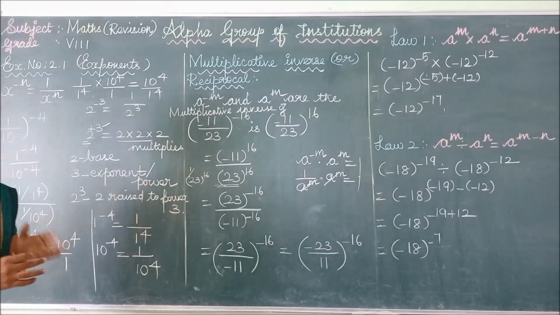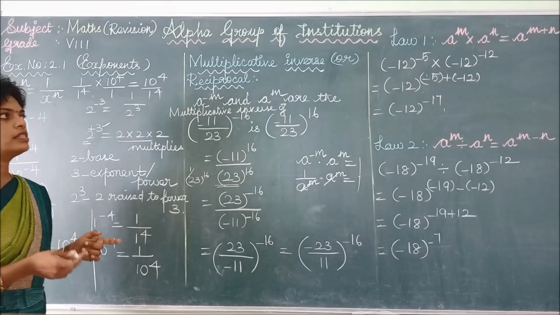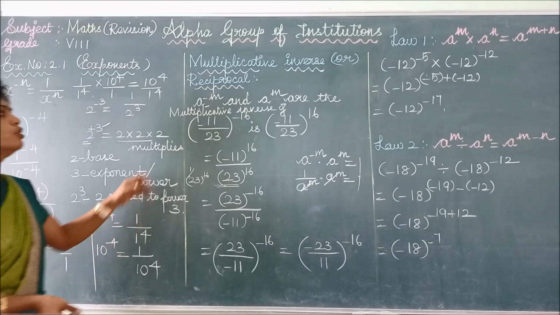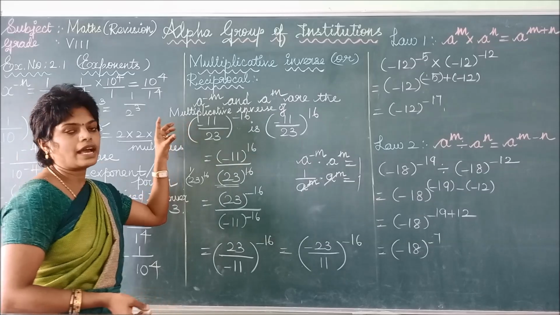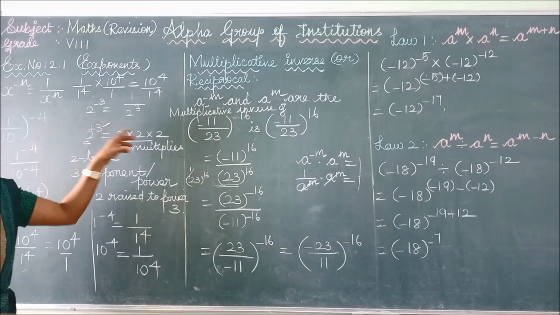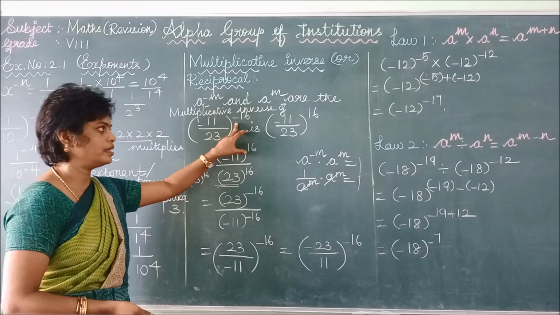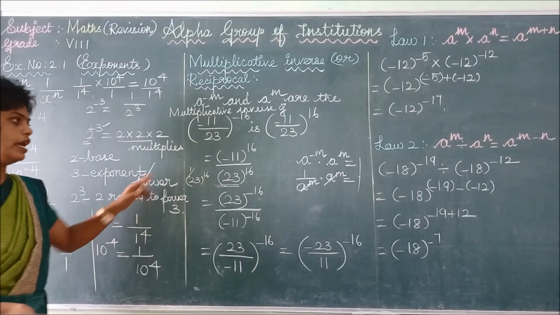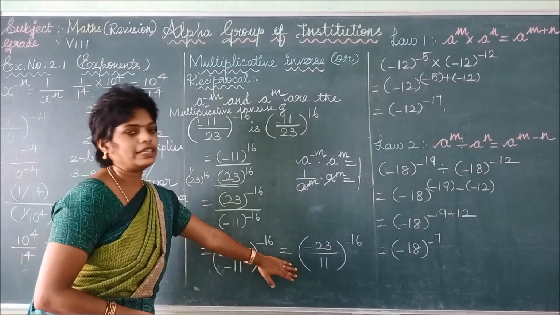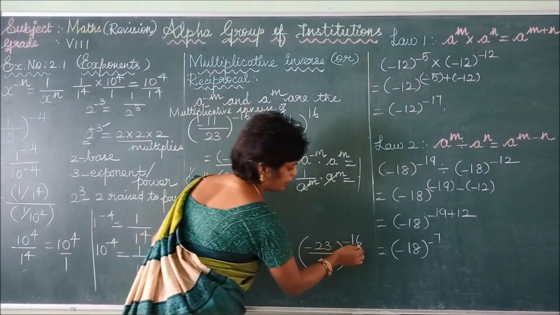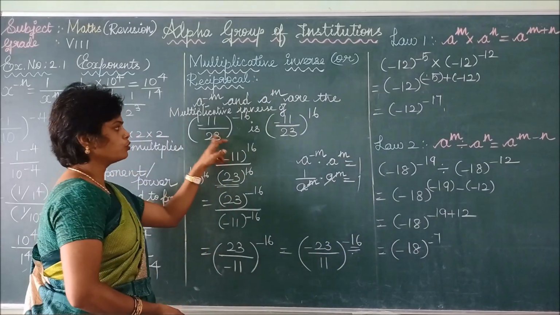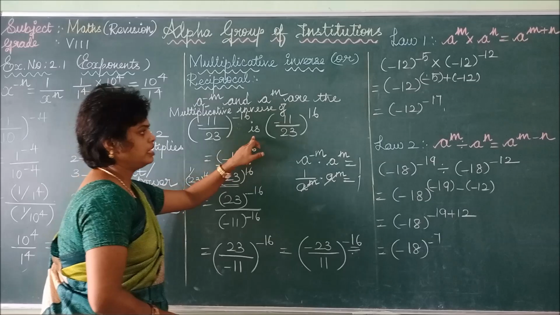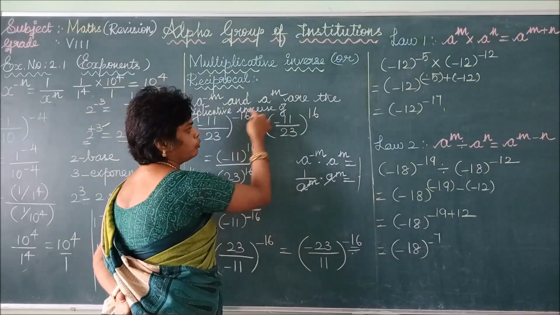So listen to this case once again. A power minus m and a power m are the multiplicative inverses of each other. In this example, they asked you to find the multiplicative inverse of minus 7 by 23 whole power 16 with the negative exponent, not the positive exponent. Negative exponent means you have to provide the answer with the negative exponent. Exponent is nothing but the power value. So the multiplicative inverse of minus 11 by 23 power minus 16 is equal to this.